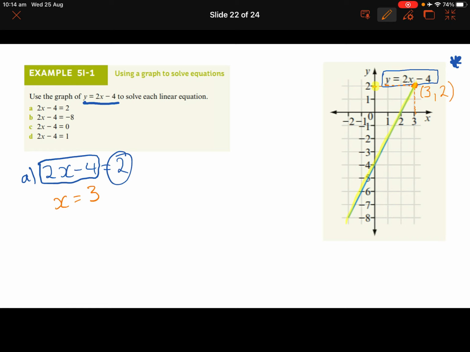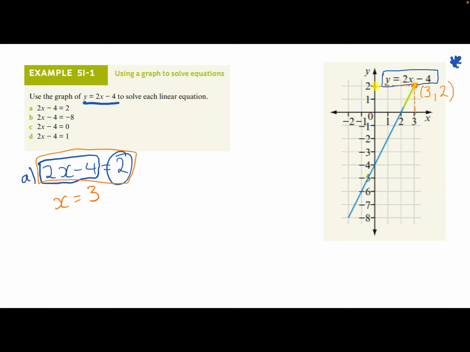So usually, what we've been looking at previously, is doing it algebraically. For this question, you would have added 4 to both sides and then divided by 2 each side to get x by itself. In this case, we've just been able to look off the graph. So let's have a look. I'll wipe all that out and we'll do the next one.